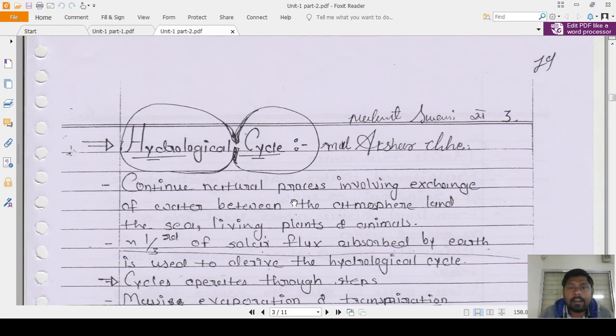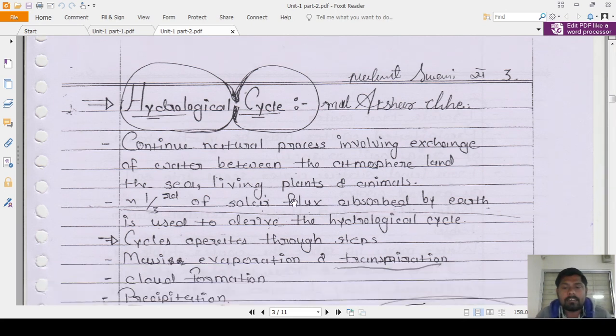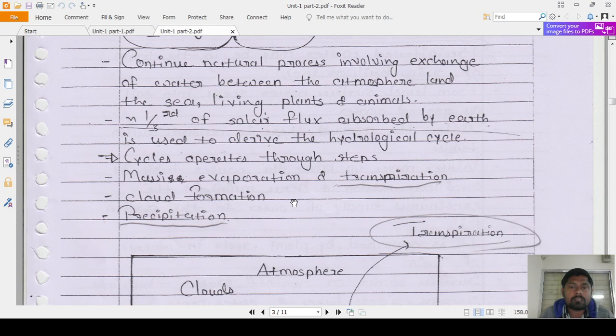First, that is the hydrological cycle. You know that hydro means water, so that is the water cycle. It is a continuous natural process involving exchange of water between the atmosphere, land, sea, living plants and animals, and that is known as the hydrological cycle. One third of the solar flux that is absorbed by the earth is used to drive the hydrological cycle.